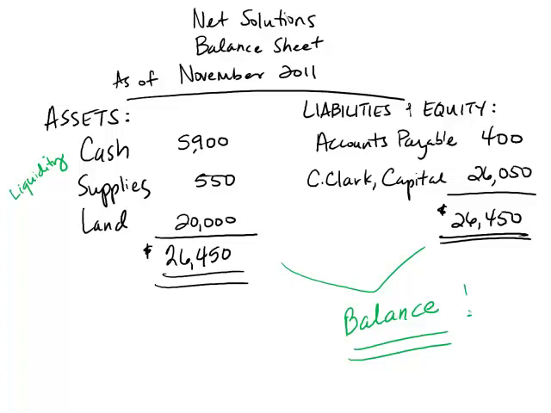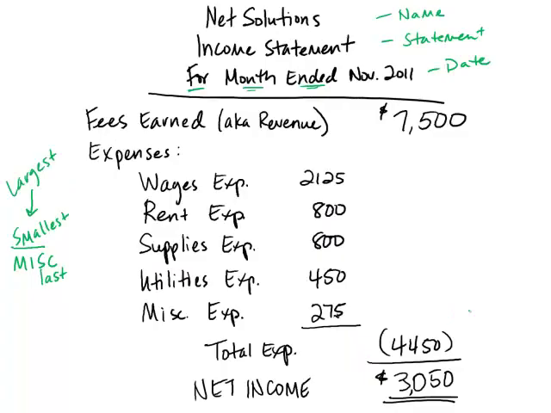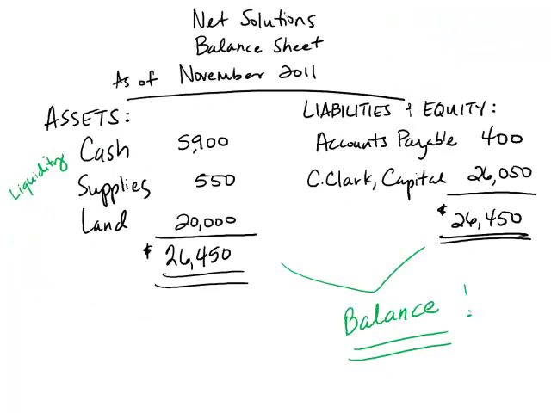Anyhow, questions on this? We took all those transactions and now we have financial statements. Okay. If he were to walk away today, he'd walk away with $26,050. If we looked at his bank account, he'd have a balance of $5,900 in it.